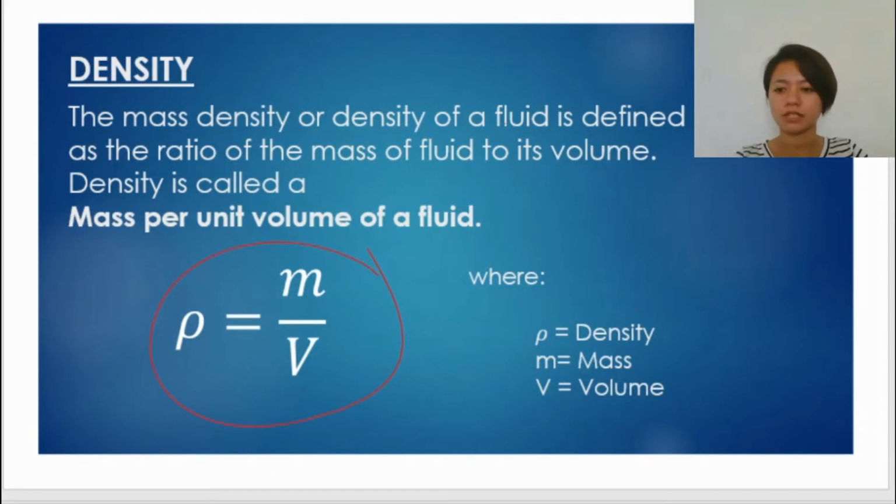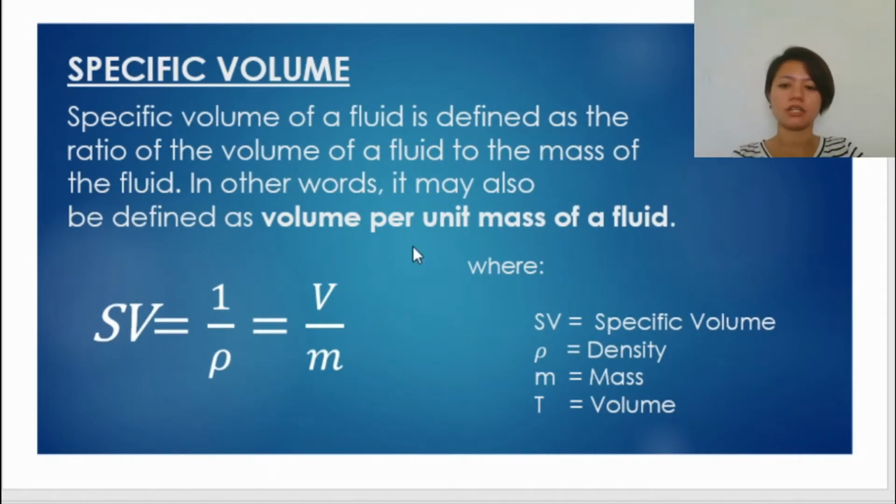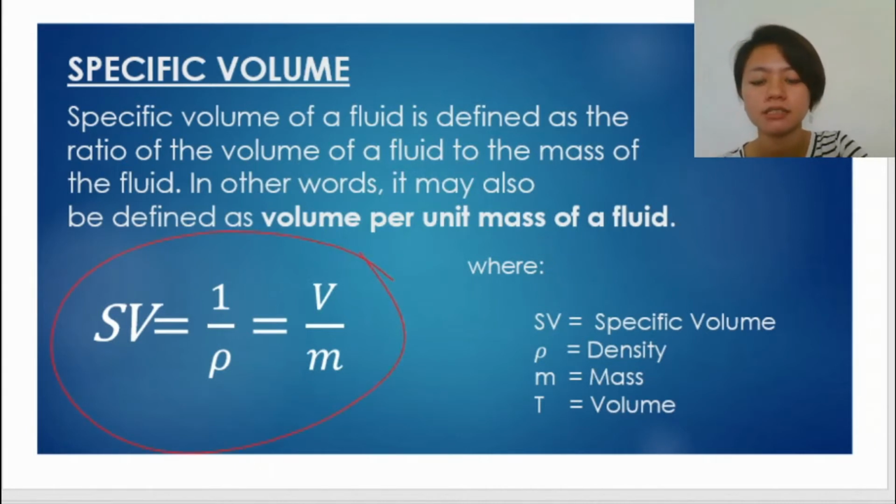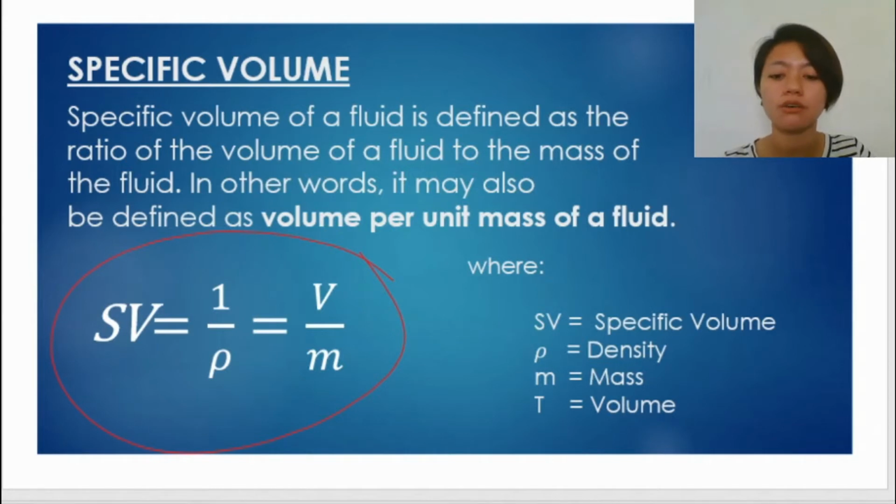So let's proceed with specific volume. Specific volume of a fluid is defined as the ratio of the volume of a fluid to the mass of the fluid. In other words, it may also be defined as volume per unit mass of a fluid. So another formula, specific volume equals 1 over rho, with rho as your density, then equals V over m, volume over mass. So, as you can see, your specific volume is the reciprocal of your density.